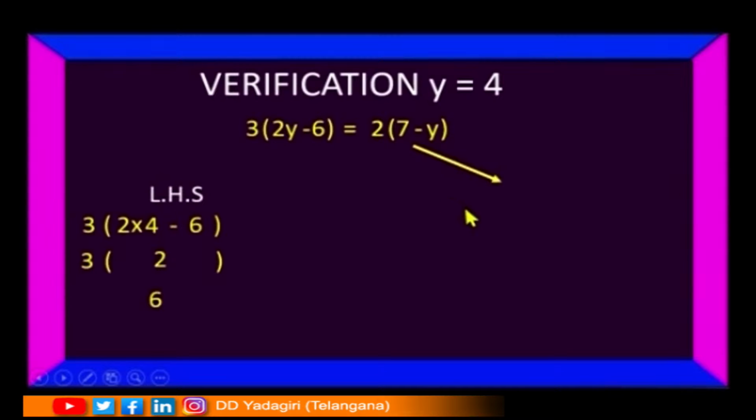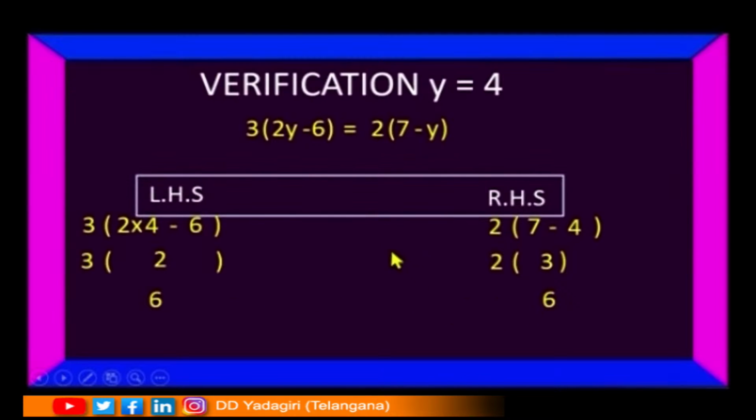Let us see what we get on the right hand side. The right hand side part is 2 into 7 minus y. So in place of this y we are going to keep 4. Thus 7 minus 4 is 3, and 2 into 3 is 6, and you observe we got the same answer on both sides. That means LHS and RHS are verified as they are the same. Thus our result is absolutely correct.